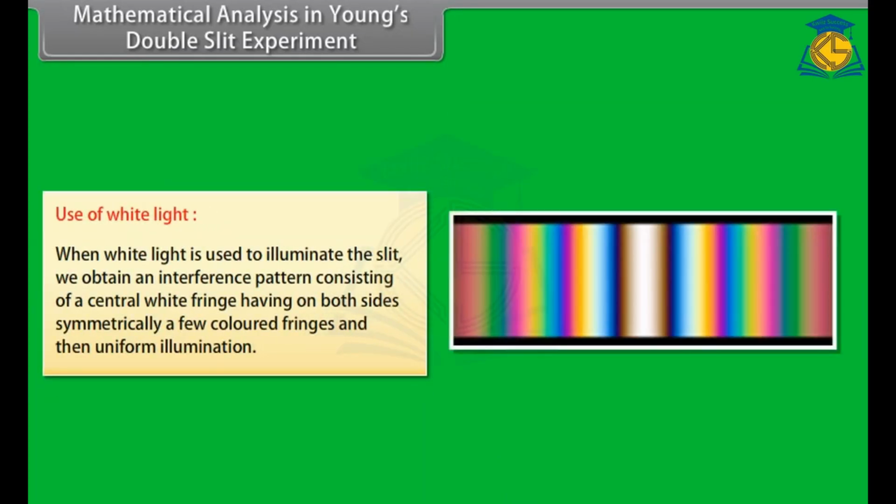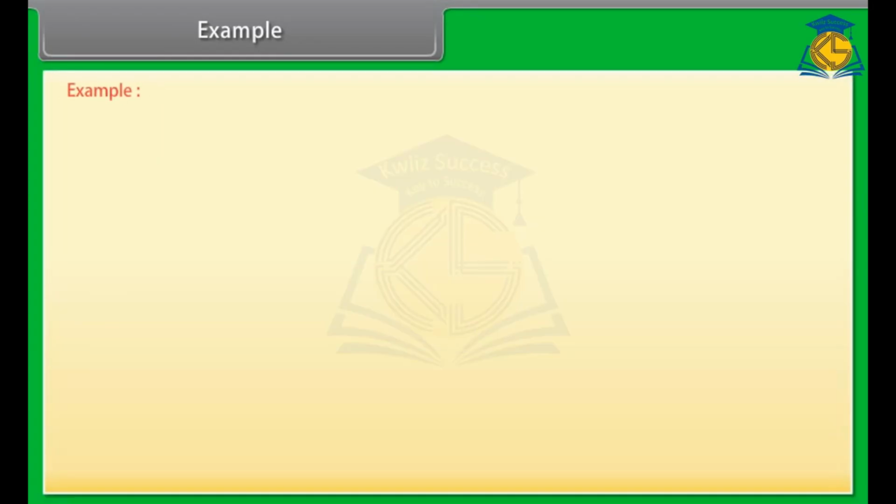When white light is used to illuminate the slit, we obtain an interference pattern consisting of a central white fringe having on both sides symmetrically a few colored fringes and then uniform illumination. Example. Let's take an example on Young's double slit experiment.